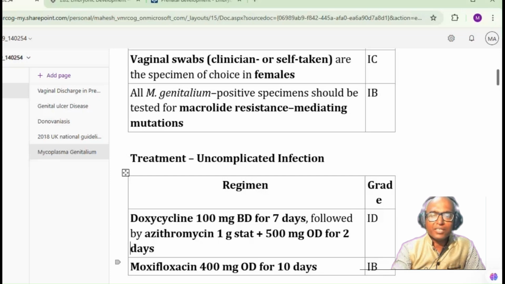Okay, another option is moxifloxacin. You give 400 milligram OD for 10 days.